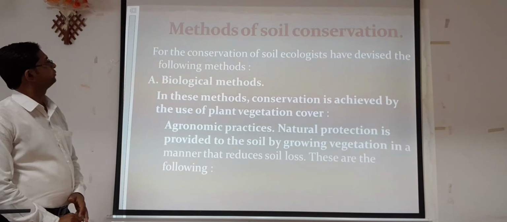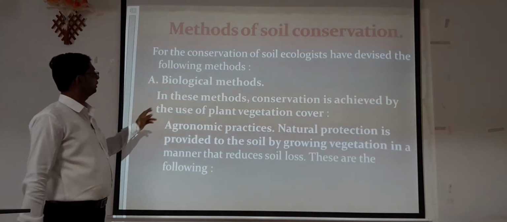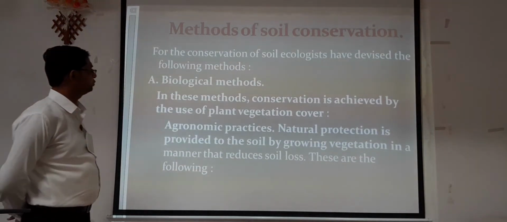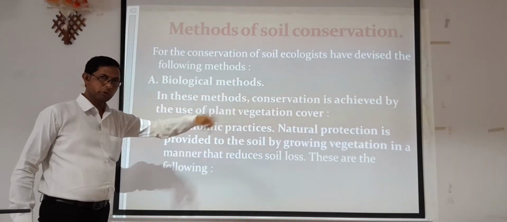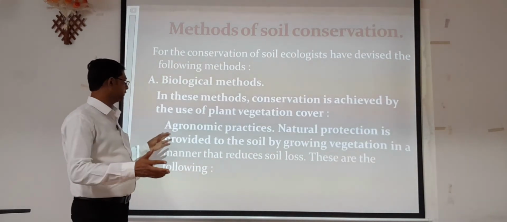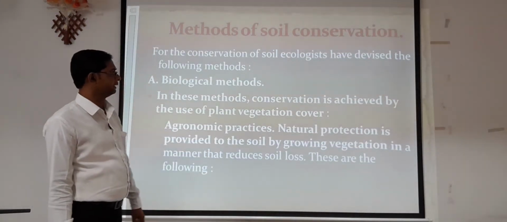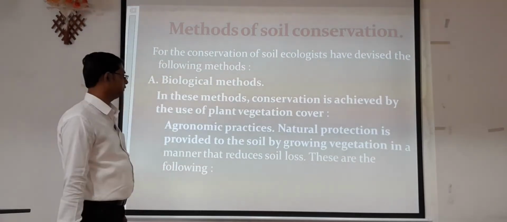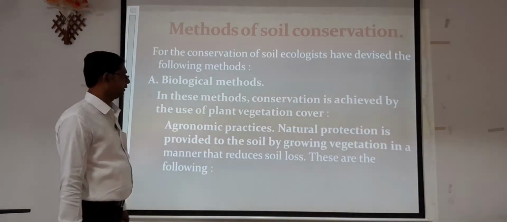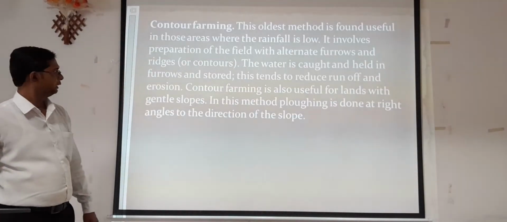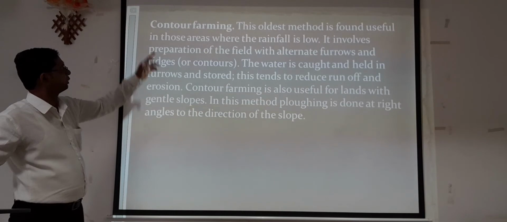Along with that, the biological method includes conservation achieved by the use of plant vegetation cover. So you can use vegetation to cover that particular region, and agronomic practices are like natural protection provided to the soil by growing vegetation in a manner that reduces soil loss. These are as follows. Here is an example, that is contour farming.